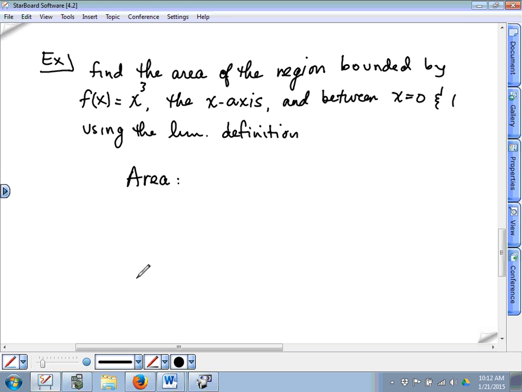Here's how it would have to be shown if this were a test question. You ready? Area is equal to the limit from i equals 1 to n of f of ci times delta x. Isn't that the definition that we talked about? Yes.